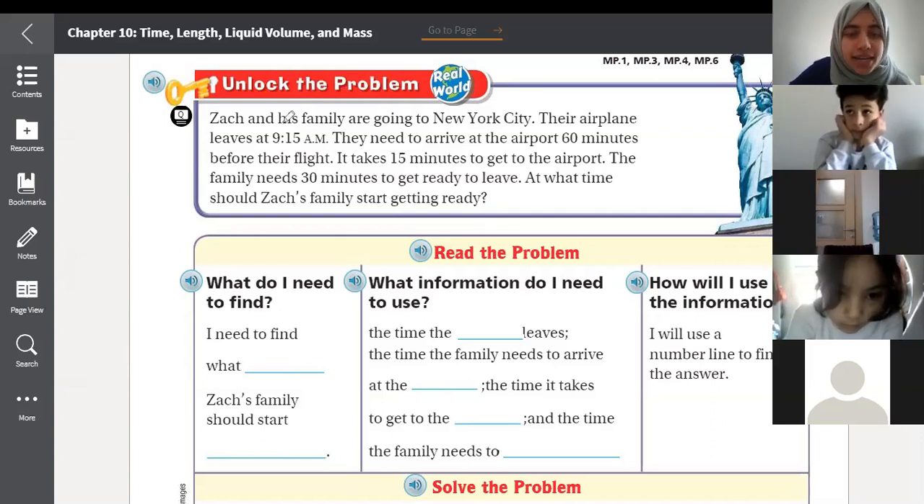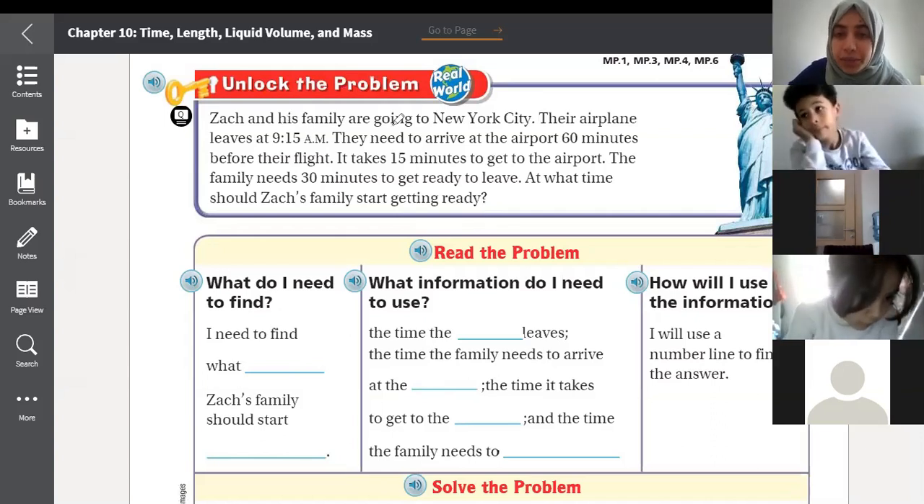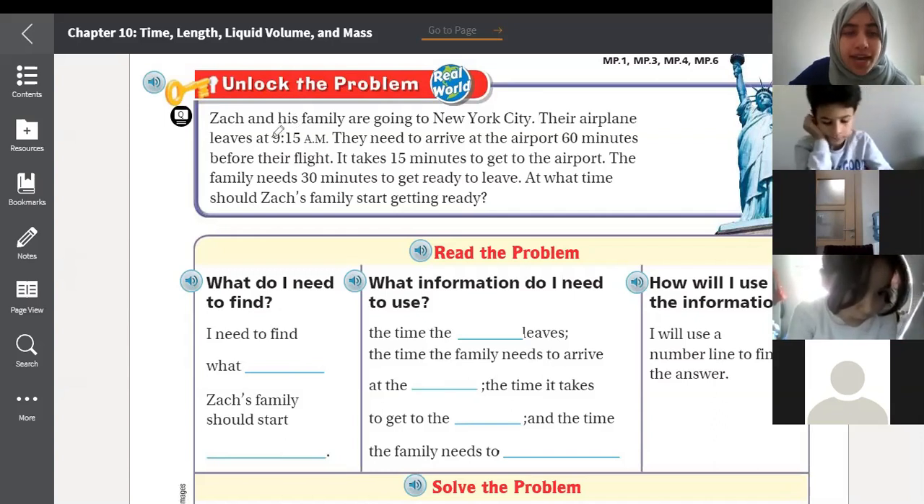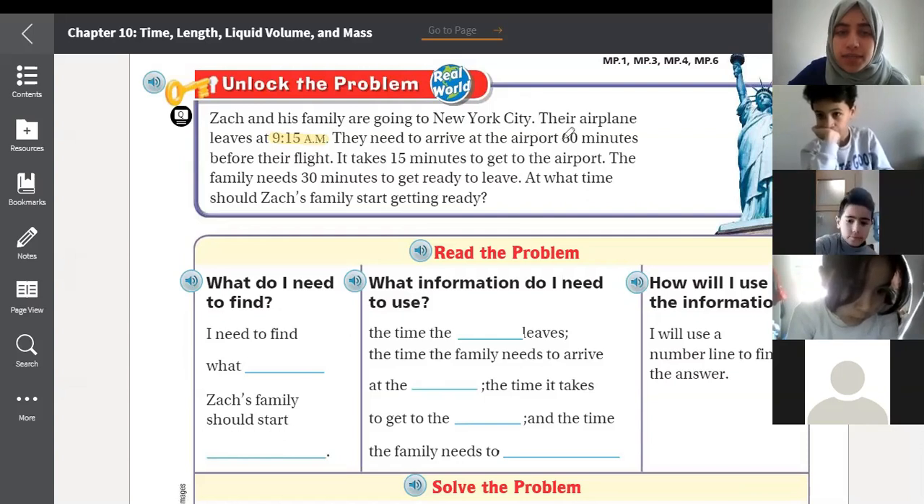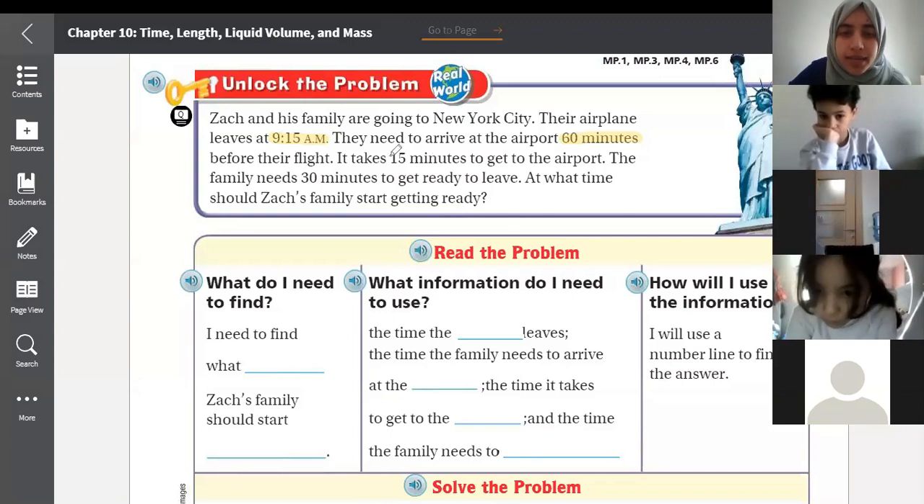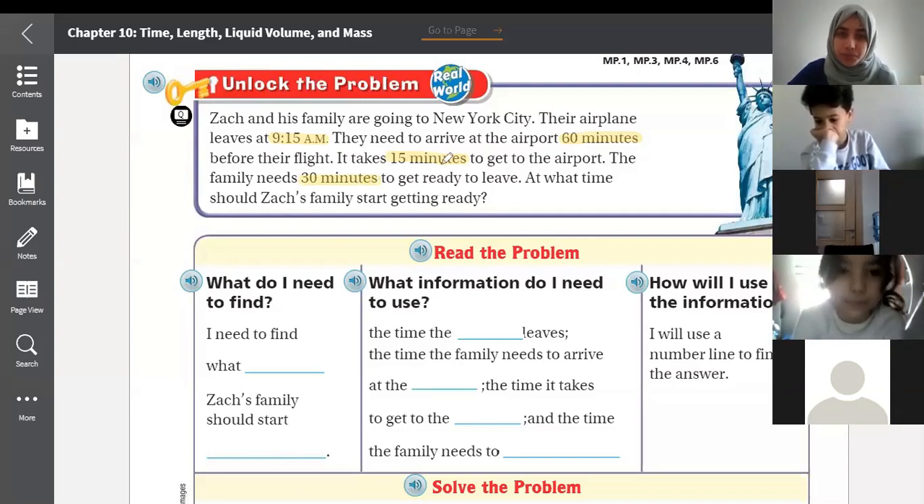Zach and his family are going to New York. Their airplane leaves at 9:15 a.m. So here they gave us the start time. They need to arrive at the airport 60 minutes before their flight. It takes 15 minutes to get to the airport. The family needs 30 minutes to get ready to leave. At what time should Zach's family start getting ready?